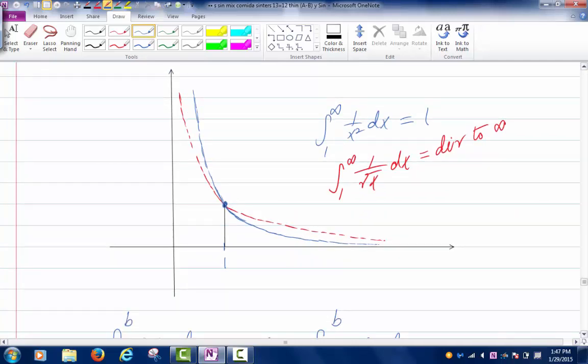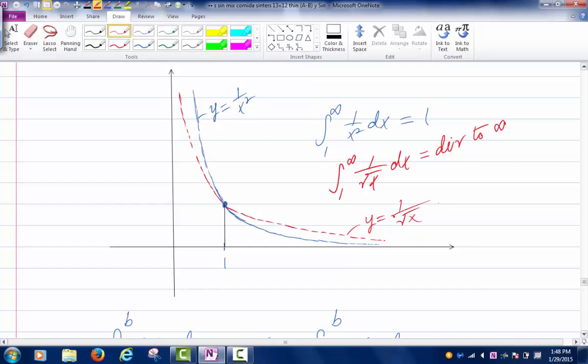So let's look at the graph of 1 over x squared and the graph of 1 over root x. Which one is 1 over root x and which one is 1 over x squared? Blue one and the red one. The blue one is the graph of 1 over x squared, and the red one is the graph of 1 over root x.